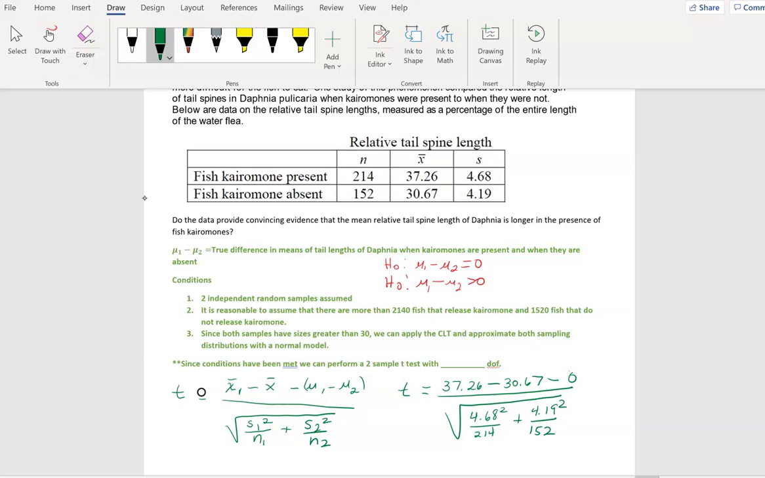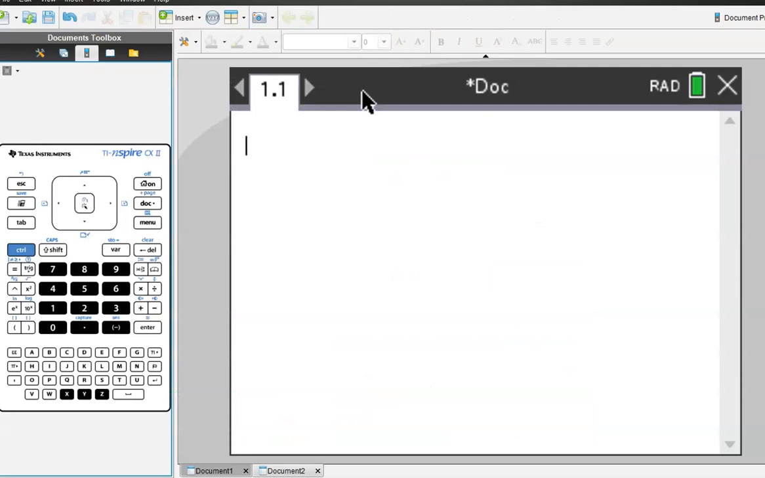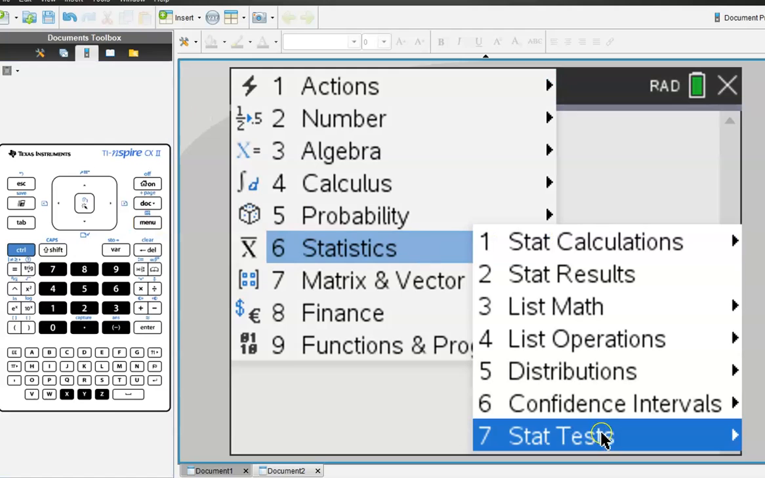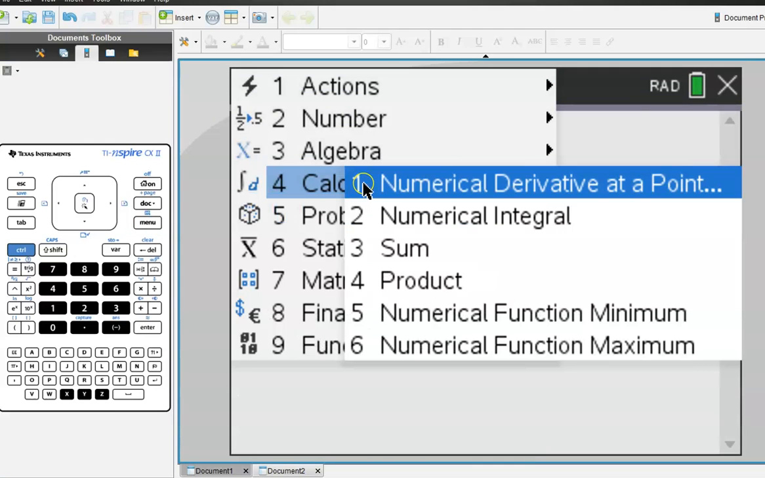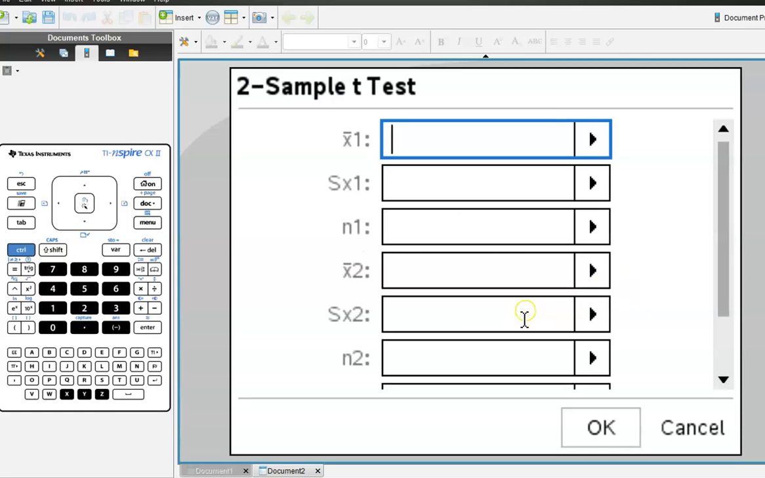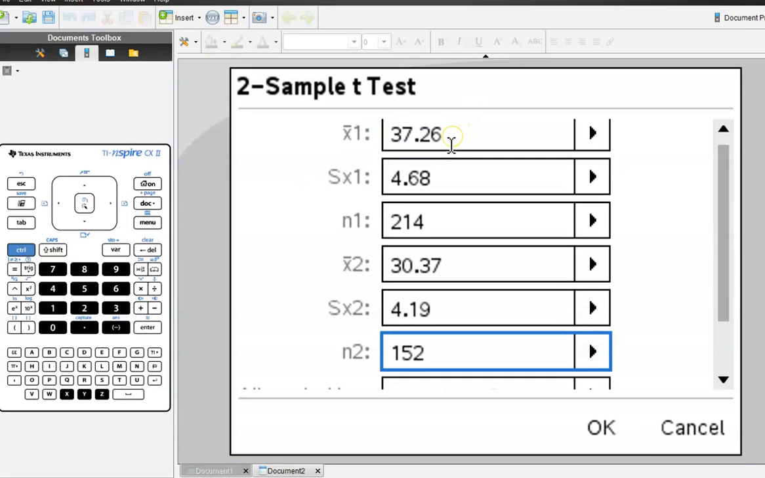And so now we're going to actually go into our calculator. So we're going to hit Menu, Statistics, Stat Test, and it's a 2-sample T. Hold on. We don't have data this time. We're using summary statistics, and we press OK. And then we just start typing in the values that we had before. So this would be 37.26 for the mean, 4.68, 214. For the second data set, 30.67, 4.19, and 152.